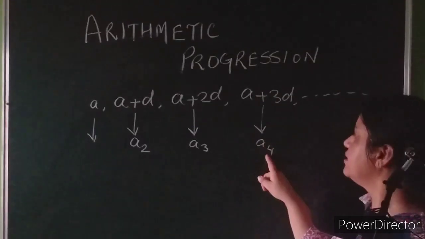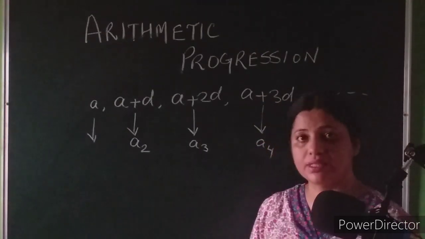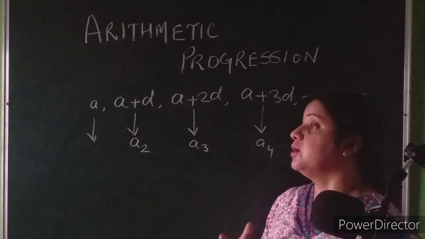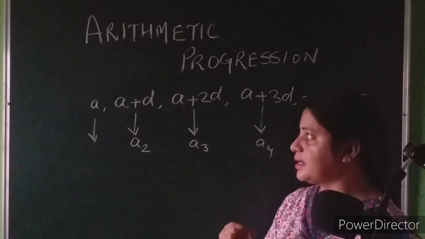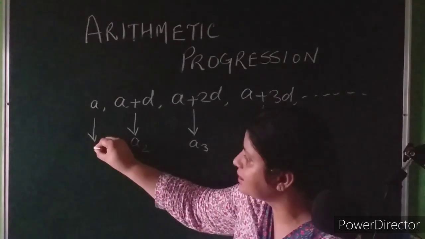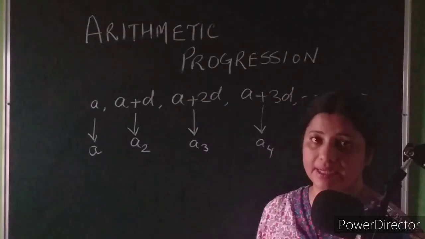And A4 we got by adding 3d to the first term. This is the common pattern. This is the pattern of the terms of this sequence, right? Now, just see the very interesting part here, students. The first term will be written as it is only, without A1 or anything, okay?